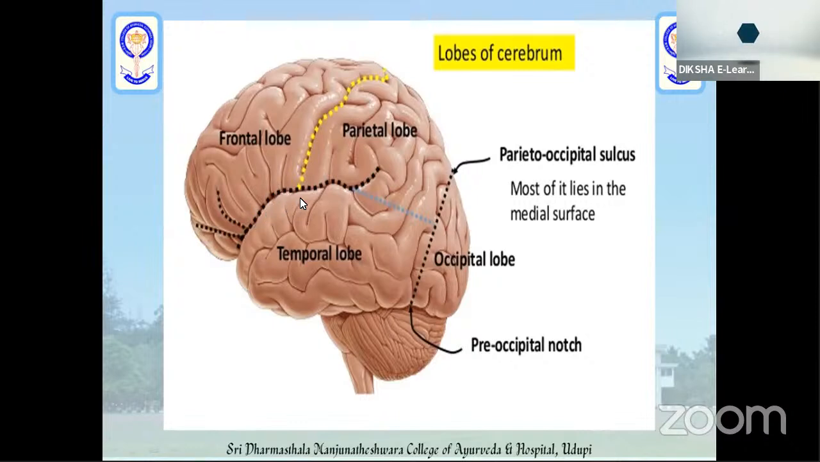Below the lateral sulcus and the imaginary line, the temporal lobe is located, in front of the imaginary line drawn from the parieto-occipital sulcus to the pre-occipital notch. This demarcation is very important to understand the 4 lobes of the cerebrum. The central lobe is hidden. It is not present externally. That we will see in the next slide.